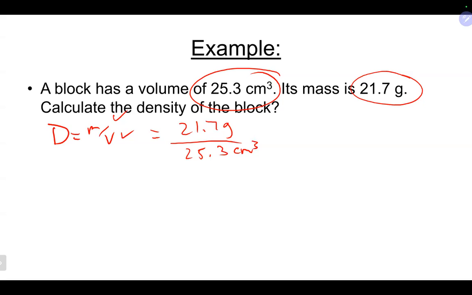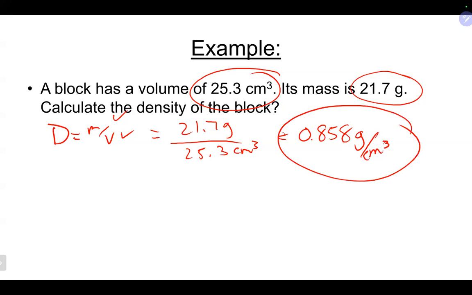And if you do that, 0.858. Again, the units do not cancel, so it'd be grams per cubic centimeter would be our answer. Again, the number stays with the grams, 1 cubic centimeter. Significant figure wise, we're dividing, so we're looking at sig figs here. That's 3 sig figs on top, 3 sig figs on the bottom. Our answer should have 3 significant figures when it's all said and done. Any questions on that one there?